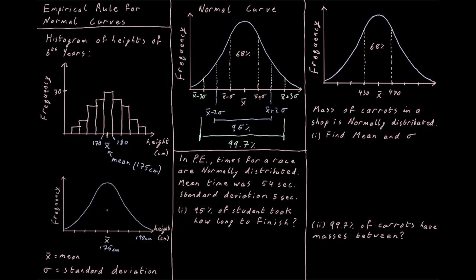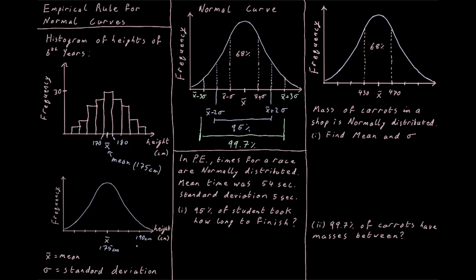So if we take the normal curve version of this histogram, it has the same mean, and most people have a height fairly close to the mean. As we go further out, getting taller, we have very few people who would be much taller than the mean. The frequency is very low for people who would have a height of 190 centimeters.